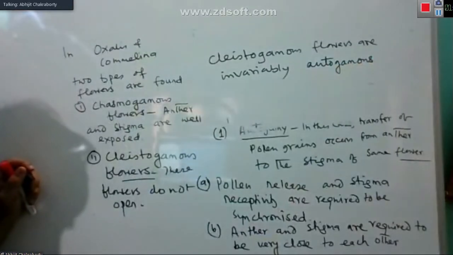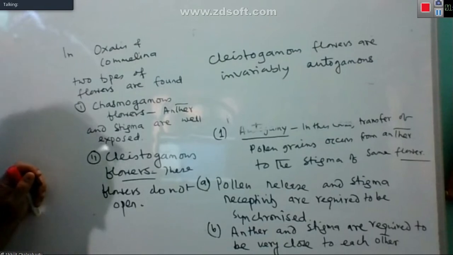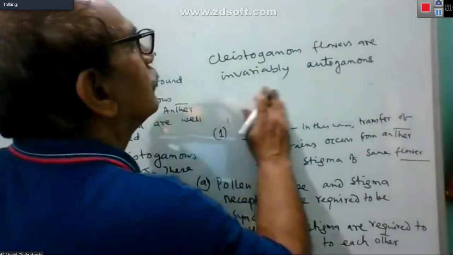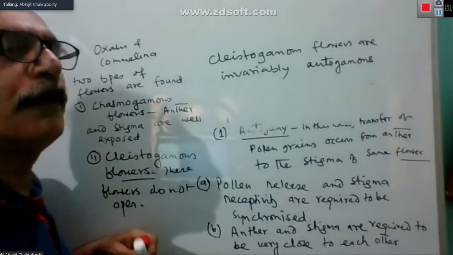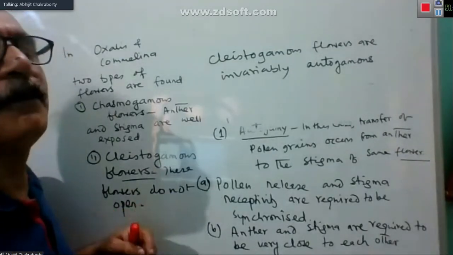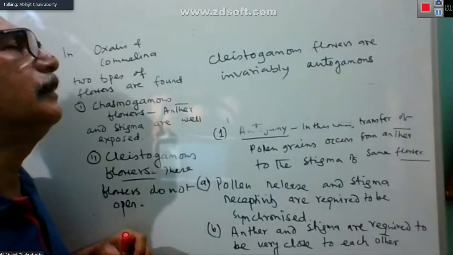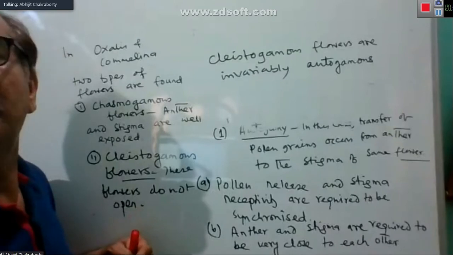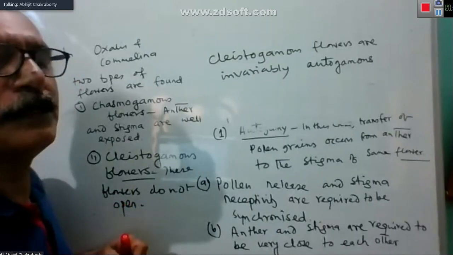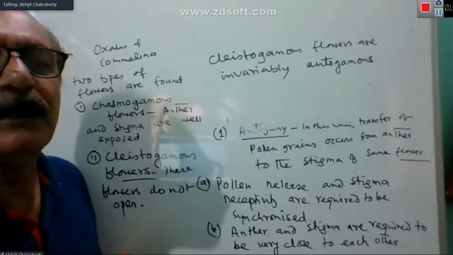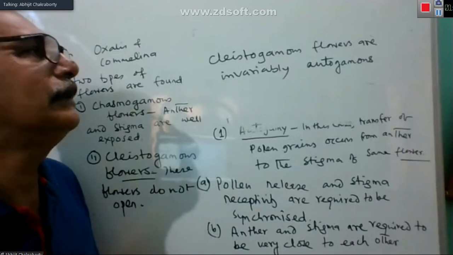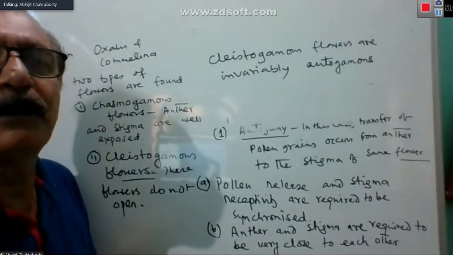Cleistogamous flowers are invariably autogamous. Why? Because these flowers do not open, and hence anther and stigma are found very close to each other. So the only option is self-pollination. As these flowers do not open, there is no scope of cross-pollination. So it is said cleistogamous flowers are invariably autogamous.